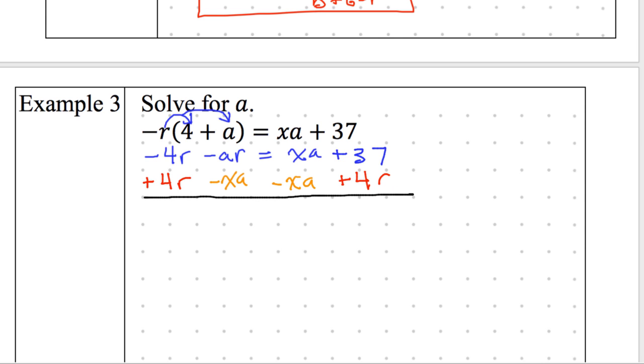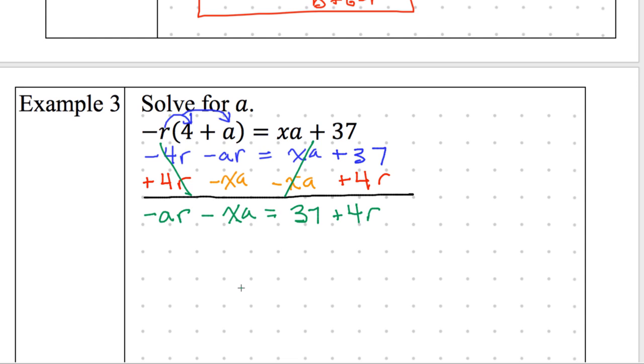Here I go. Those 4r's cancel each other out. Those xa's cancel each other out. It's always nice to cross them out so you can see what's actually left. What's left is this minus ar, and that's equal to, now what's left on the right-hand side, 37 plus 4r. What a cool little shortcut. It saves space also. And you don't have to use it. If you don't like this method, you're like, ugh, too many things at once, I don't see what's going on, don't use it. It's okay.